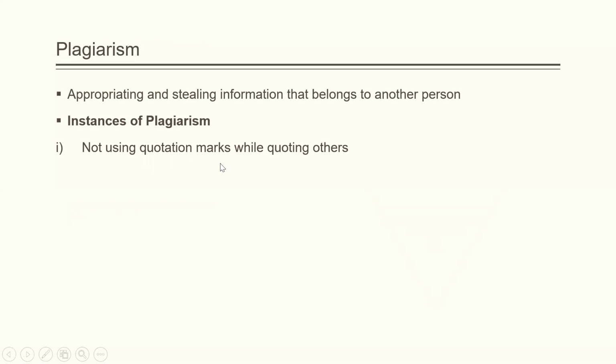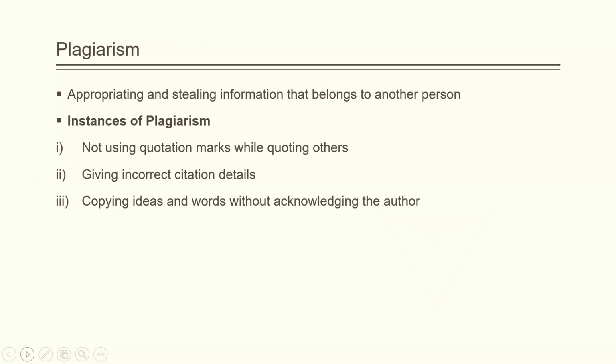First is not using quotation marks while quoting others. Definitely, we can use material from another article, but you have to use quotation marks. If you are not using quotation marks and making it your own, it is plagiarism. Next is giving incorrect citation details. എവിടുന്നെങ്കിലും കാര്യങ്ങൾ എടുക്കുമ്പോൾ we have to provide correct details for it. But if you are not providing it, that is plagiarism. Copying ideas and words without acknowledging the author. When you take some idea from another author, definitely you have to acknowledge them. If not doing it, then it is plagiarism.